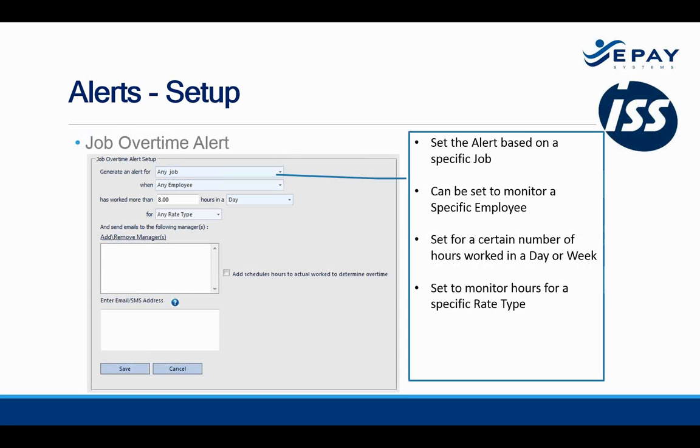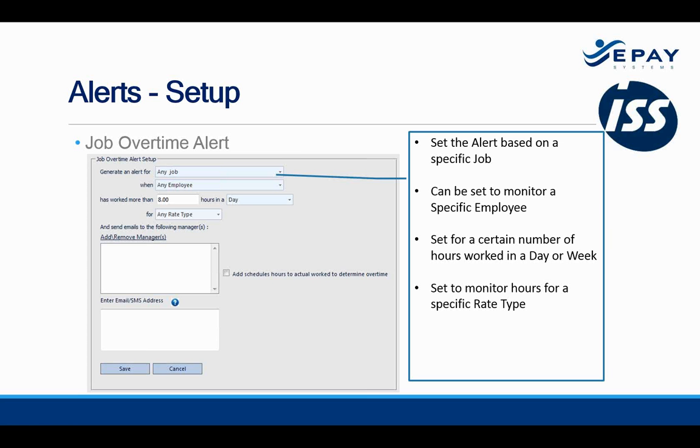The first one I'll talk about is the job overtime alert. It's very simple. A few drop downs to select, then click save, and you're done. The first thing you'll do is go in there and set up the alert for any job, or a specific job if you choose. You'll also be able to be notified if a specific employee or any employee has worked more than an X amount of hours in a day or week. So we have different overtime rules out there.